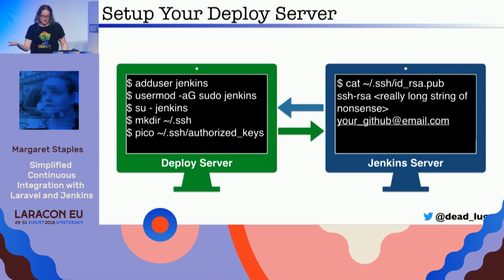We're going to give it sudo access. We're going to change into that user, and then we're going to make an SSH directory, and then we are going to pico or whatever your vi, whatever you want, into that directory, into a new file called authorized_keys. And that's where we can paste the public key from our Jenkins user.